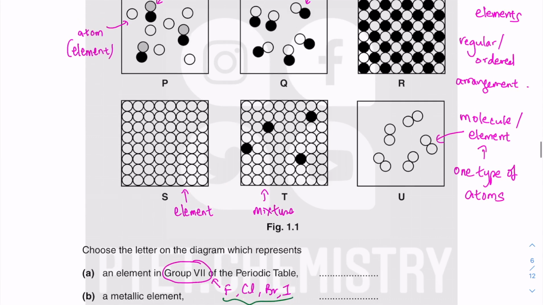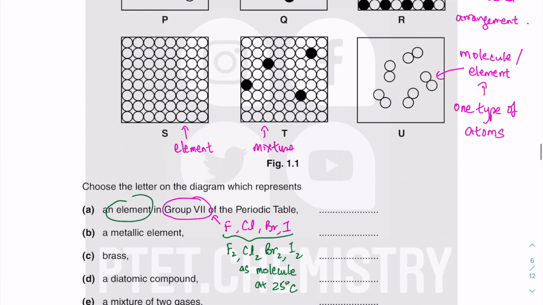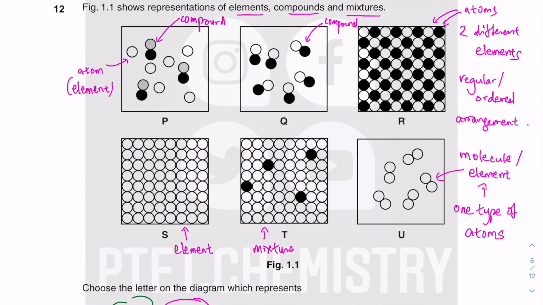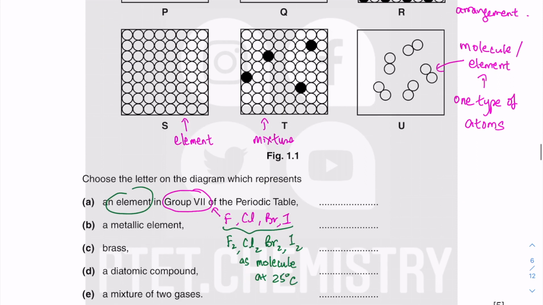They have two atoms bonded together, and they are elements from the periodic table. Okay, so it cannot be Q because there are two different atoms. It has to be U because they are the same atom. Two of these are fluorine, two of these are chlorine, two of these are bromine, two of these are iodine. So it has to be U.